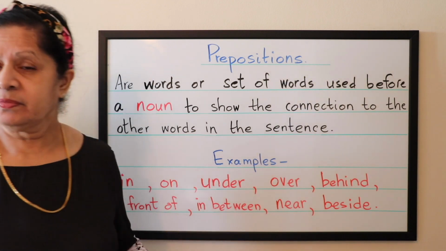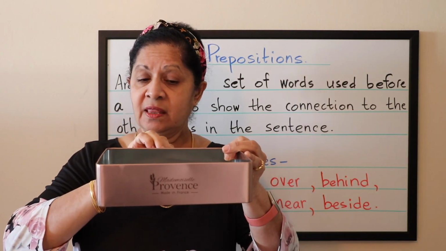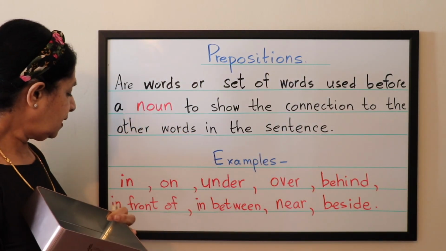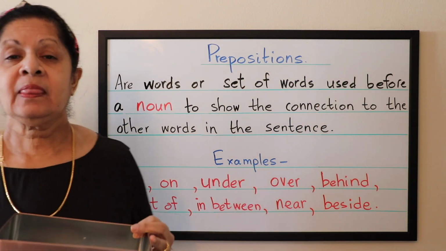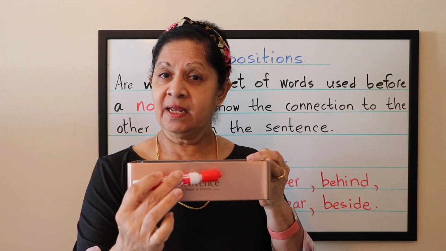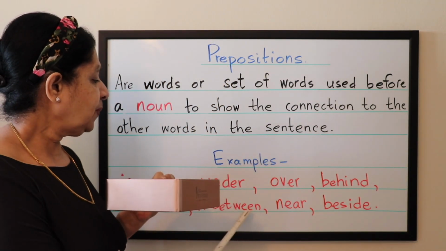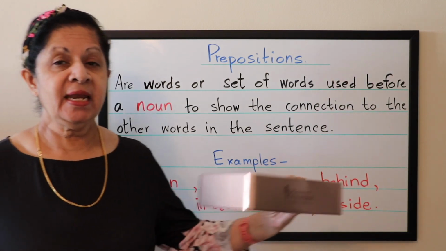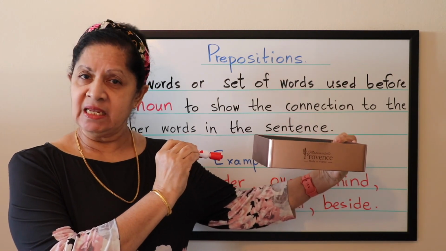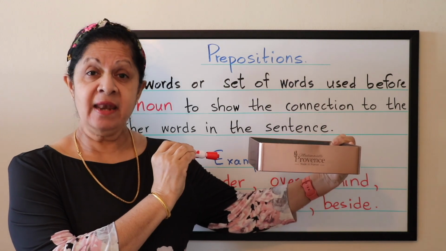Behind. The pen is behind the box. In front of. The pen is in front of the box. In between. The pen is in between the box and me.